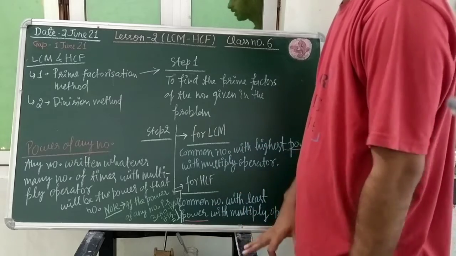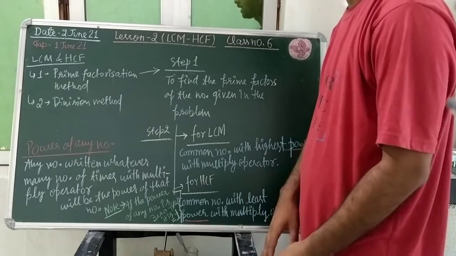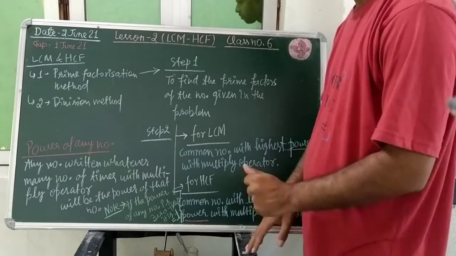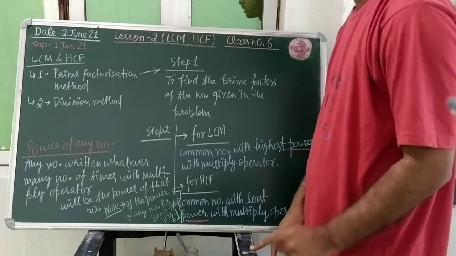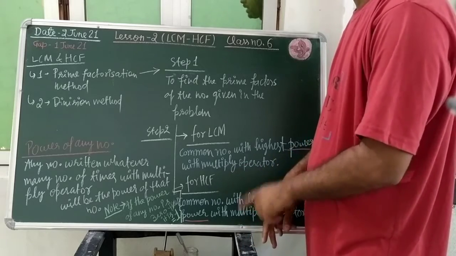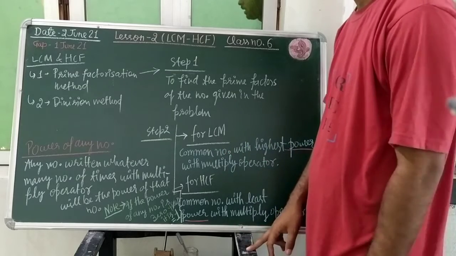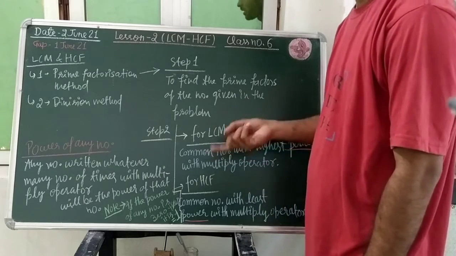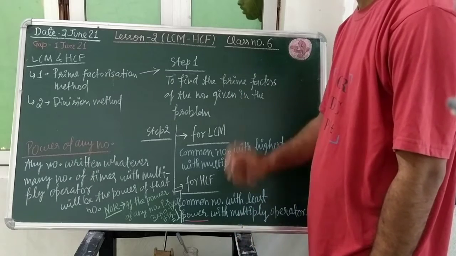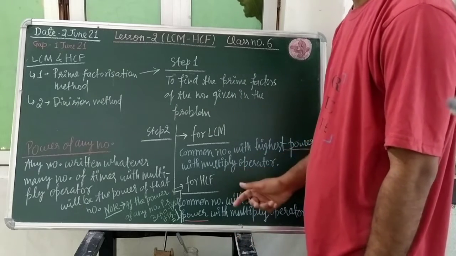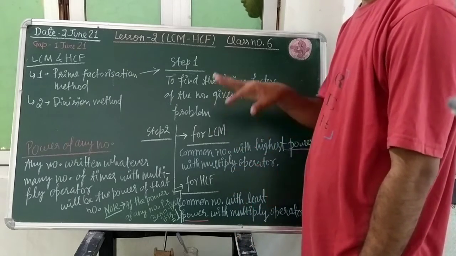Suppose we are talking about the number 7, and 7 is written 4 times with the multiply operator. So 7 into 7 into 7 into 7 means 7 is written 4 times with the multiply operator. Meaning that the number 7 has the power of 4. So we can write that as 7 to the power 4.